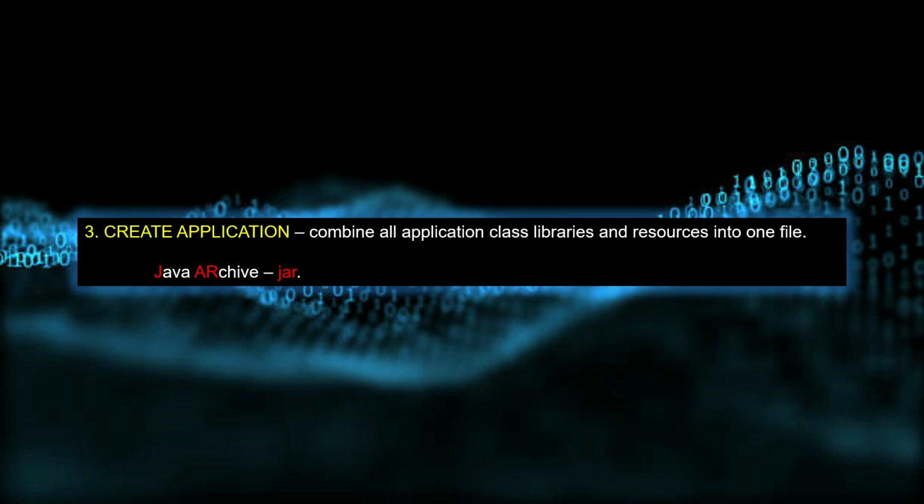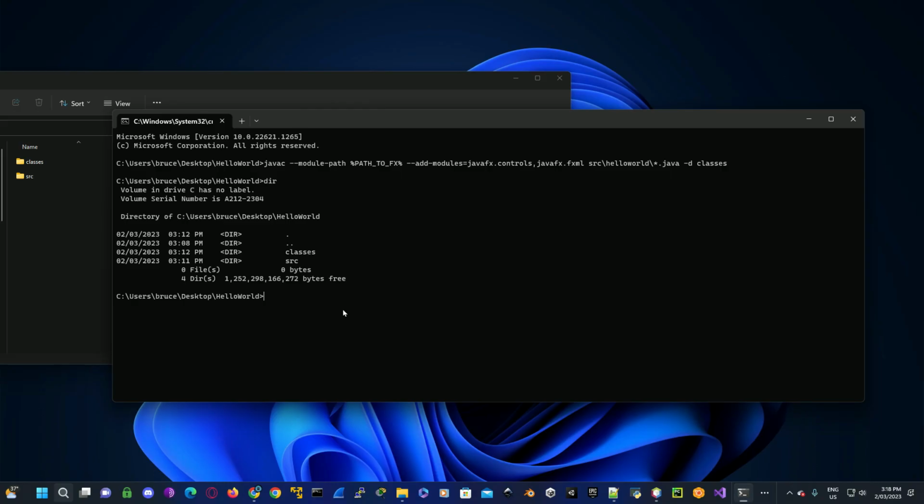Create the application. Combine all the class libraries and all the resources needed into an archived file. To do this, we need to create a folder for the jar file to reside in. We'll make a directory called app.